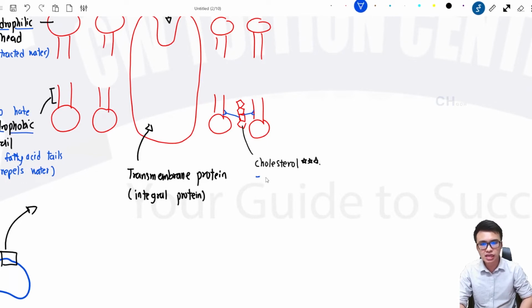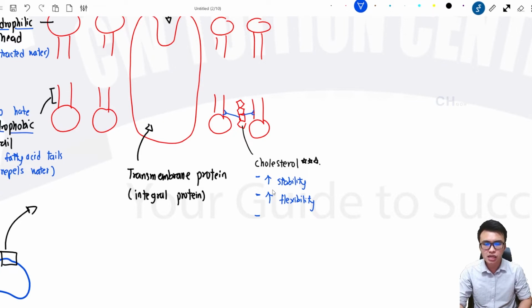So first, it can increase the stability of the plasma membrane. This is the first function. The cholesterol holds two phospholipids together, so it is able to make it more stable. By holding the phospholipids together, the cholesterol also acts like a spring. Try to imagine the cholesterol is also like a spring. By holding these two phospholipids together, it makes the membrane more flexible. It increases the flexibility of the plasma membranes.